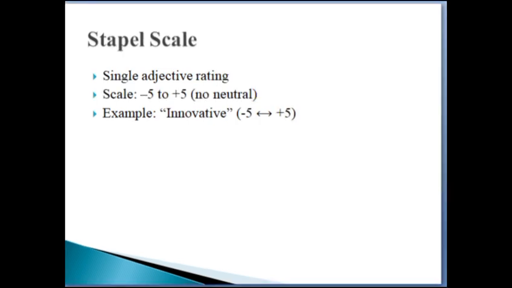Stapel Scale. This scale asks respondents to rate an object based on a single adjective using positive and negative numbers. For example, rating innovative from -5, meaning not innovative, to +5, meaning very innovative. It's simple, easy to administer, and effective for perception measurement in marketing and research.